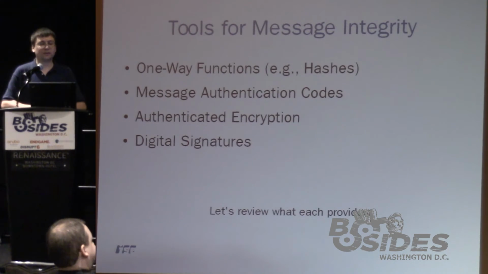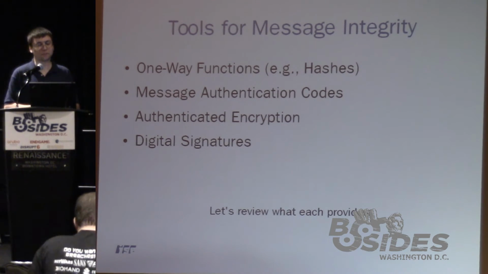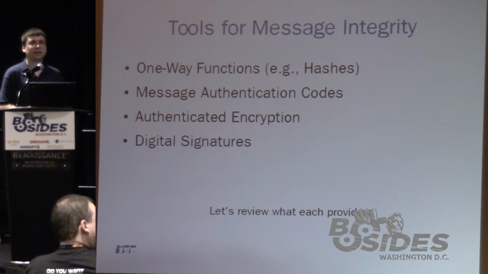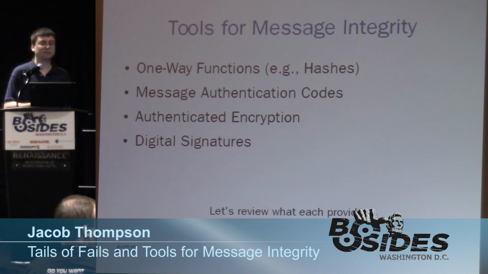So given all those failures, what are the actual tools that we covered and what are the guarantees they provide in a little more detail? I covered one-way functions or hashes. They're not the only way, once again. You take a message, you get an integrity value. Message authentication codes are a keyed version of that. Authenticated encryption I'll get to in a little bit, and digital signatures.